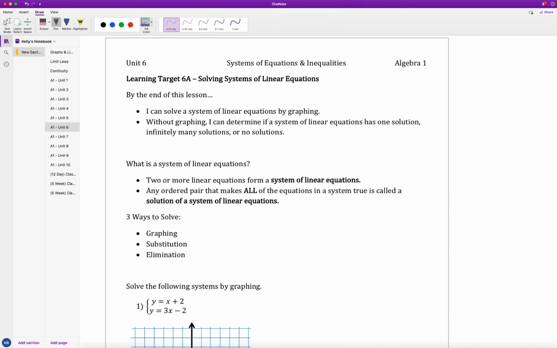By the end of this lesson, you will be able to solve a system of linear equations by graphing, and then without graphing, we will also be able to determine if a system of linear equations has one solution, infinitely many, or no solutions.